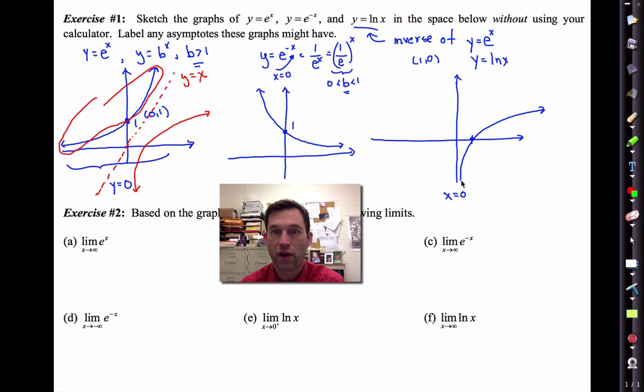So I get a graph of the logarithm function that looks like that. Y equals ln of x. Okay, so that's exercise number 1.